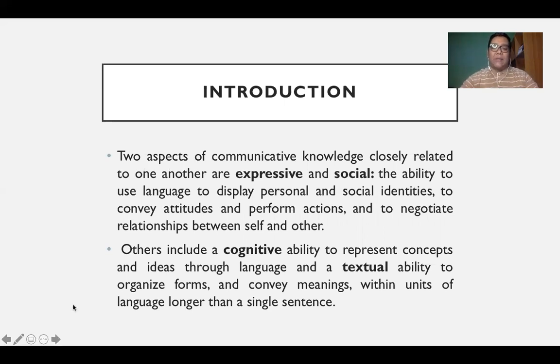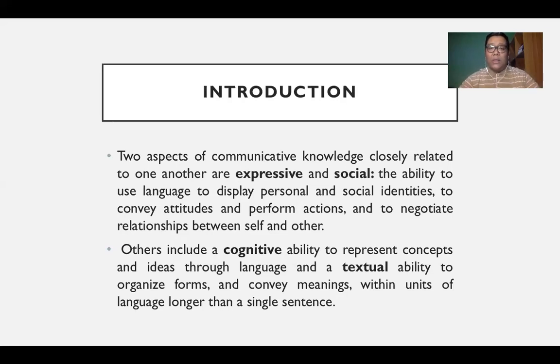Now, two aspects of communicative knowledge closely related to one another are expressive and social. The ability to use language to display personal and social identities, to convey attitudes and perform actions, and to negotiate relationships between self and other. So here, I am drawing you to a better understanding of the two aspects or two lenses of how we should understand the communicative knowledge, which is closely related to one another.